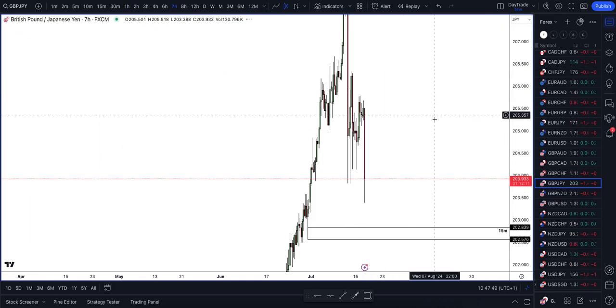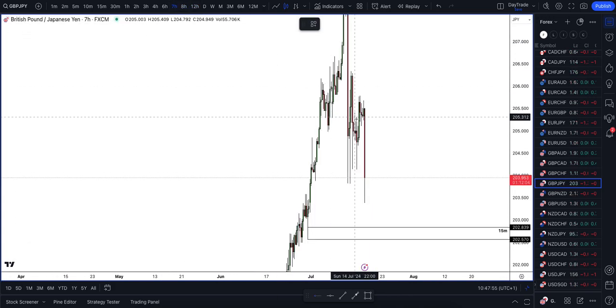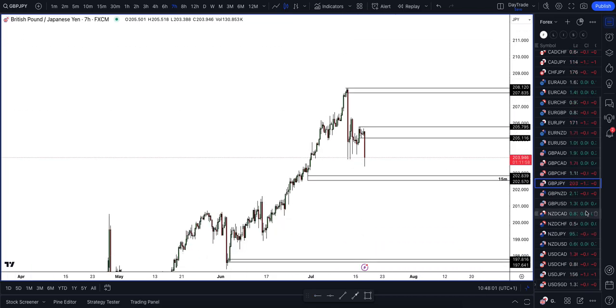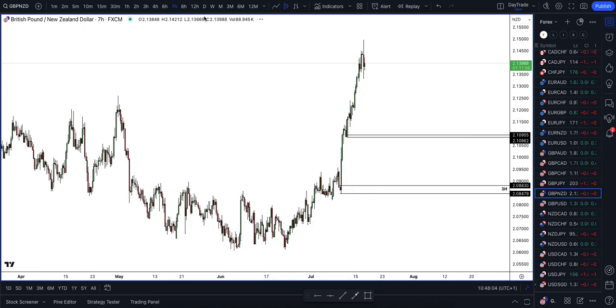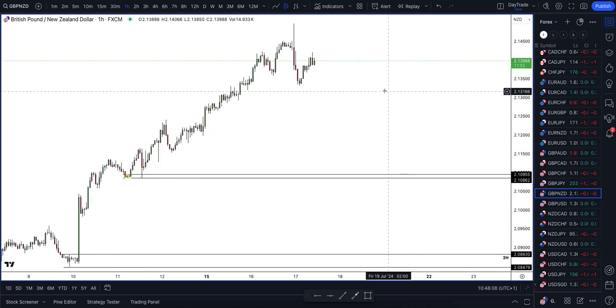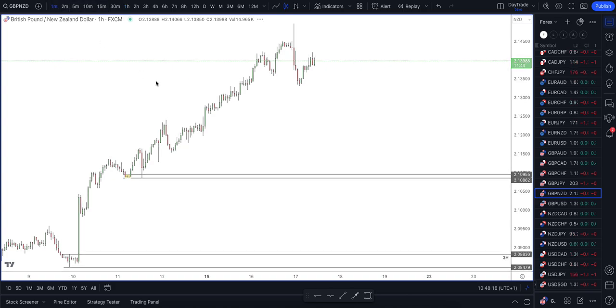What about the 7-hour? It's quite similar to the Euro yen, this one. Need to wait for that 7-hour candle to close. GBP NZD. So overnight, luckily for us, we didn't have this zone on. We missed it because we weren't awake.